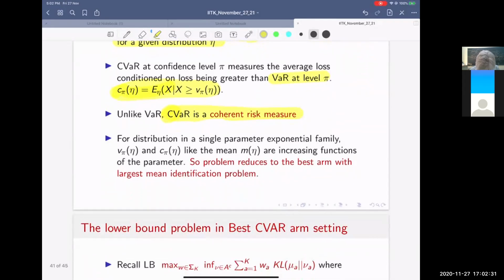So for a single parameter exponential family, one can actually show that V pi eta, C pi eta, like the mean, are increasing functions of the parameter. So in that setting, finding the arm which has the smallest value at risk is the same as finding the arm which has the smallest mean. So it's still back to the best arm, largest mean identification problem. So nothing new to be said in that setting.